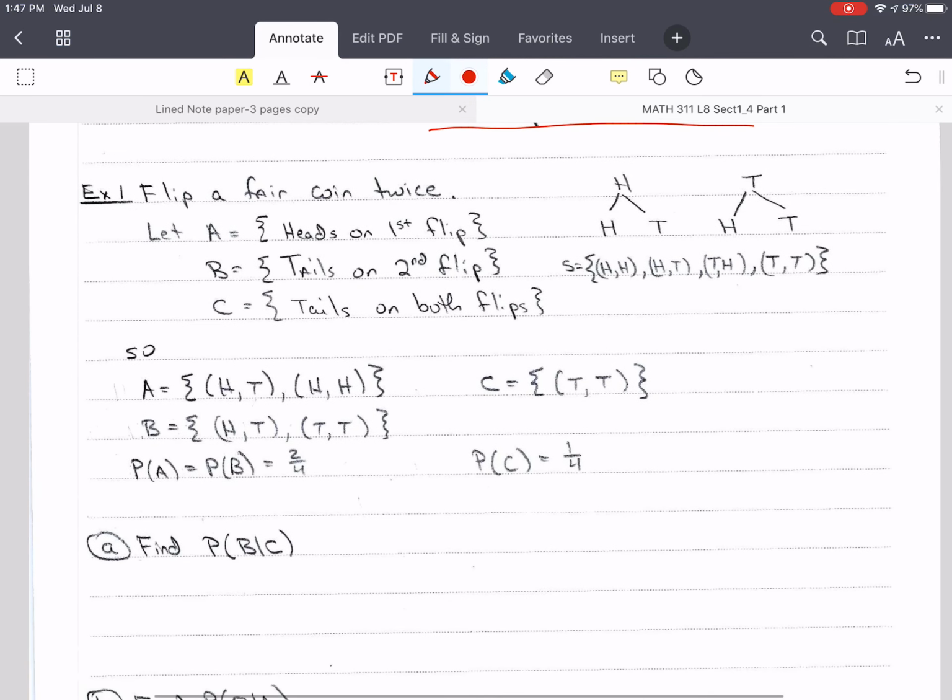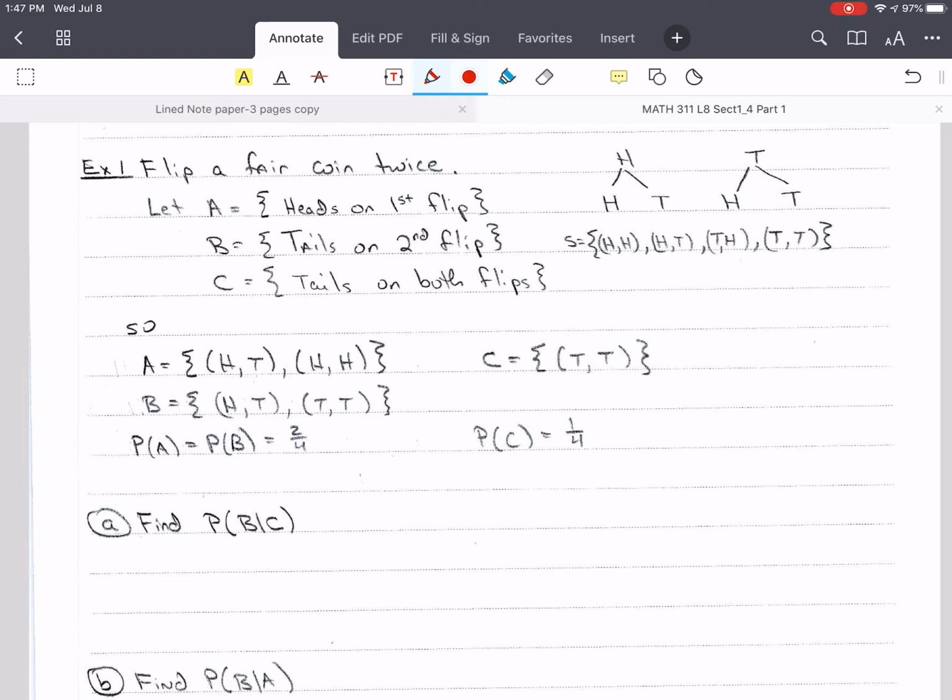So my first example, let's talk about flipping a fair coin twice. And we're going to use a tree diagram to get our sample space. It's easy to do, and it keeps us from making a mistake or missing one. So heads on the first, tails on the first, and then the second flip is down here. And then we have our sample space. So let's define some events.